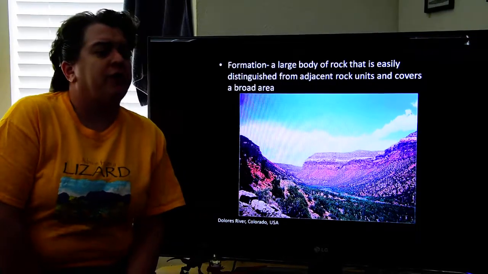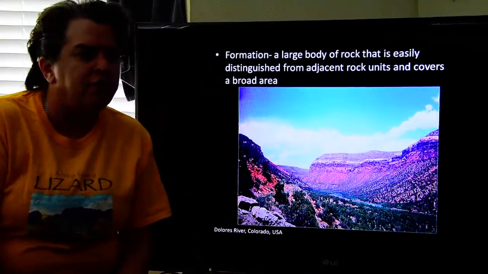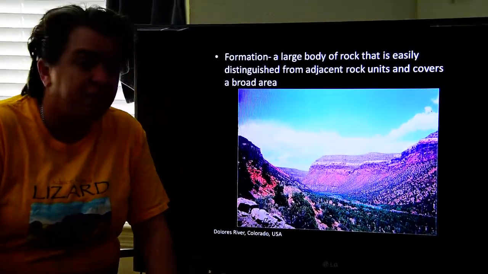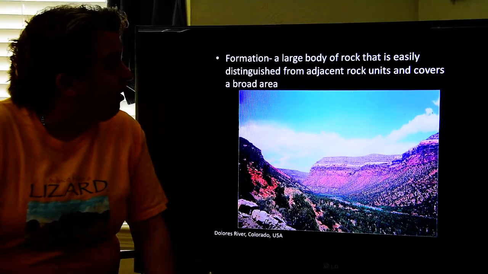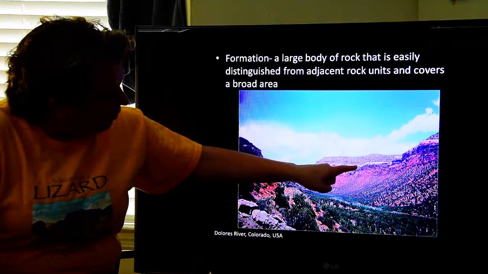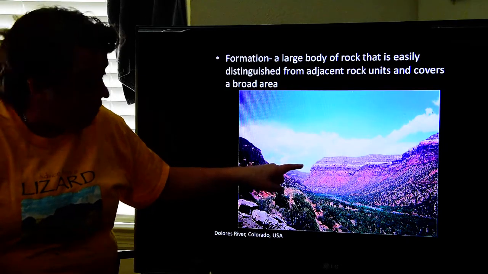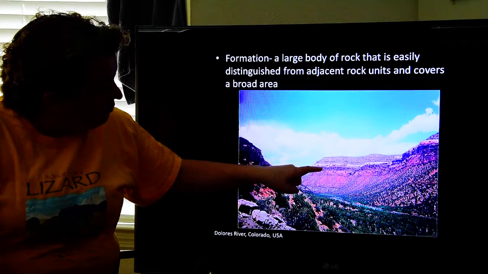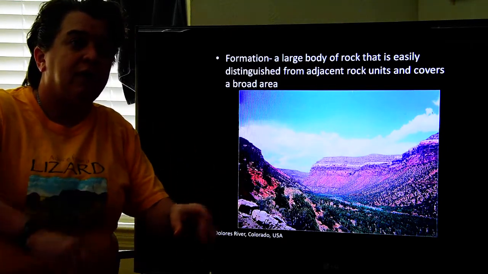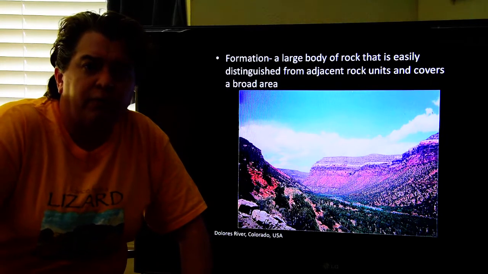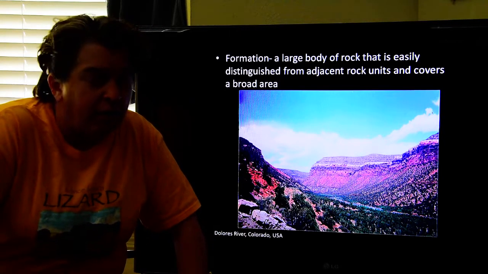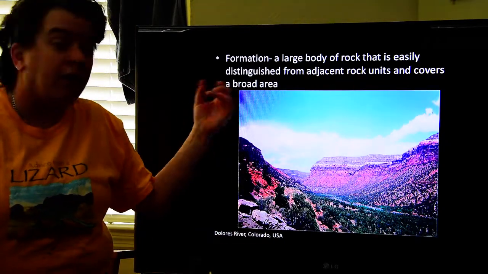All right, another principle that I need to introduce you guys to is the concept of a formation. You will hear geologists talk about rock formations. Well, a formation is a large body of rock that's easily distinguished from adjacent rock units, and it covers a large area. So for example, you see that kind of tan-colored rock unit, that layer right there? That's a formation, right? It's distinctively different from the rocks below it and above it. And in fact, you can trace that rock formation. It covers much of Utah, parts of Colorado and New Mexico and Arizona. It even goes into Nevada. So that's where it covers a large area.